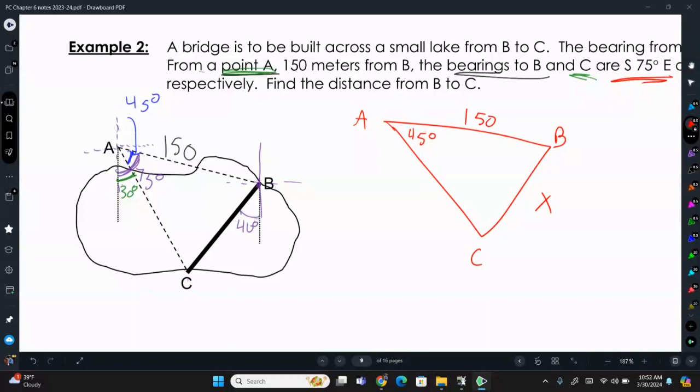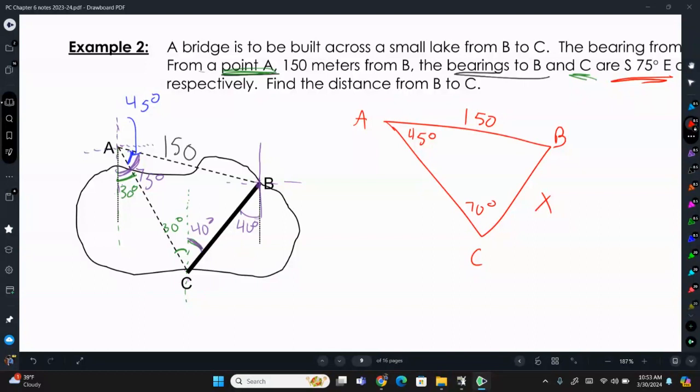Now that 40 degrees is not inside that triangle. However, we could use our parallel lines and transversals, which would make this angle 40 degrees, and this angle here would be 30 degrees because of this parallel line here, which would make the total 70 degrees.